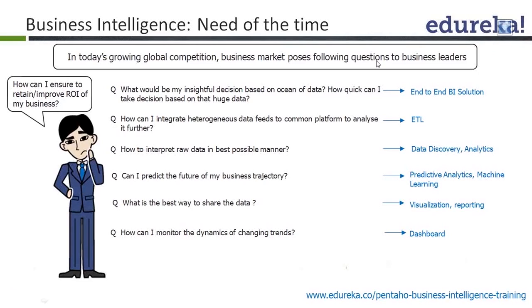And I guess Somesh had asked to mention that content, heterogeneous data. Then the third one: how do I interpret raw data in the best possible manner? Raw data can be unstructured data or structured data, for that sake transactional data. Now how do I interpret that data so that it makes more business sense to me?